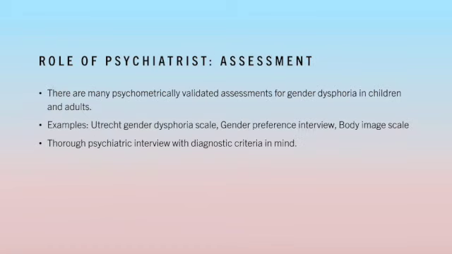In terms of assessment, there are many psychometrically validated assessments for gender dysphoria in children and adults. Examples are the Utrecht Gender Dysphoria Scale, Gender Preference Interview, Body Image Scale, and many others. A thorough psychiatric interview with diagnostic criteria in mind is required.